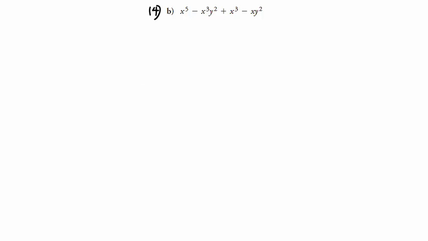In 14b, we have to find out if x plus y is one of this expression's factors. So the way to do this is, let's just factor this and see if x plus y is a factor or not. Here, as you can see, all four terms share an x. So let's factor out an x. It's x to the power of 4, x squared y squared, x squared, then minus y squared.